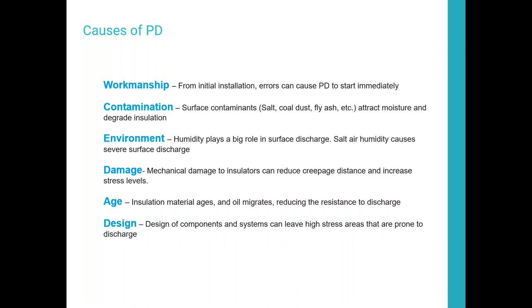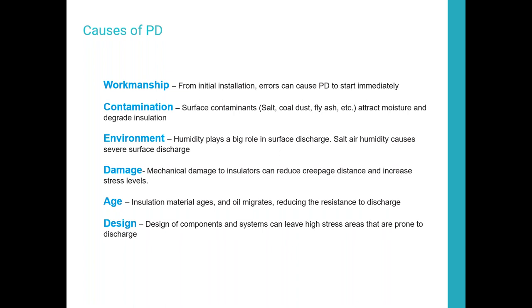Contaminations can be salt, coal dust, fly ash, surface contamination, stuff building up on the outer surface that has a lower electrical withstand than the insulation itself and can start to conduct. When it starts to conduct, it can break down and damage the underlying insulation, leading to further partial discharge and further deterioration of your insulators.